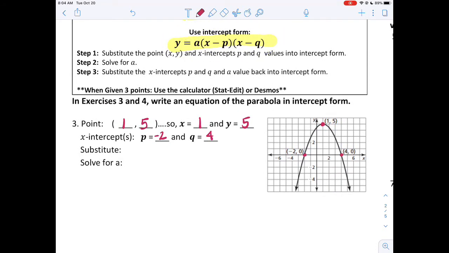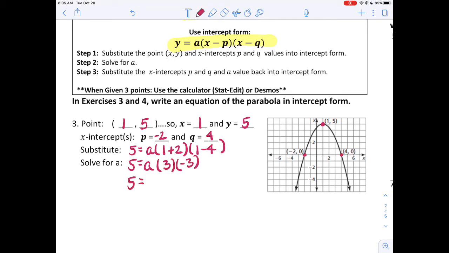First with my y value, which is 5, and that's going to be equal to a times x, but I know x is 1 for that point, minus p, but p is -2, so that's going to become a +2. And then x again, and minus q, which is 4. So just substituting everything I know, and now I will solve for the one thing that I don't know, which is a. 5 is equal to a times 3 times -3.